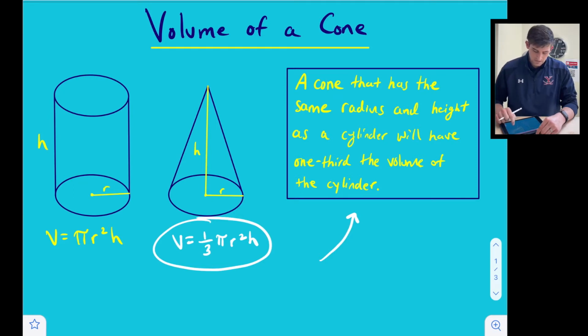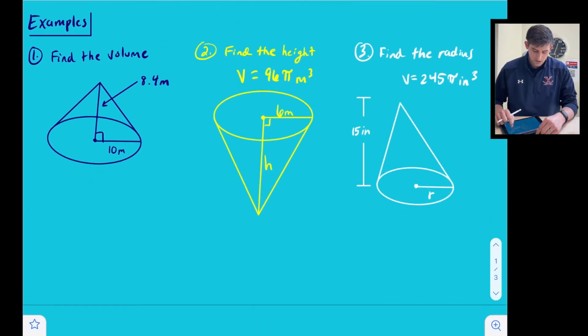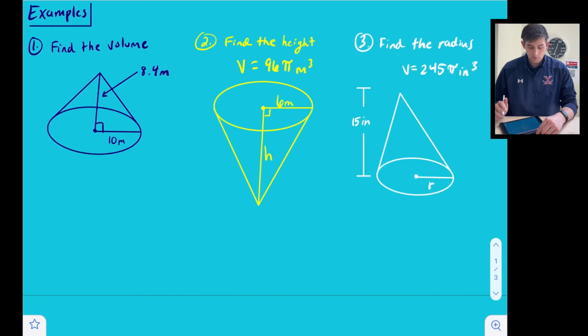This is the equation that we're going to use in this video when we find the volume of a cone. We're going to look at 3 examples here and then a couple more after these 3, where we find the volume, and then we use the volume to find the height and the radius. So for number 1, we want to find the volume.